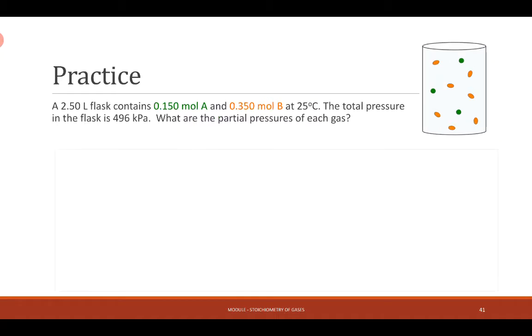Here's a practice problem for you. Go ahead and solve this in your notebook and unpause the video when you're ready to continue. You're supposed to be finding the partial pressures of each mixture in the gas.